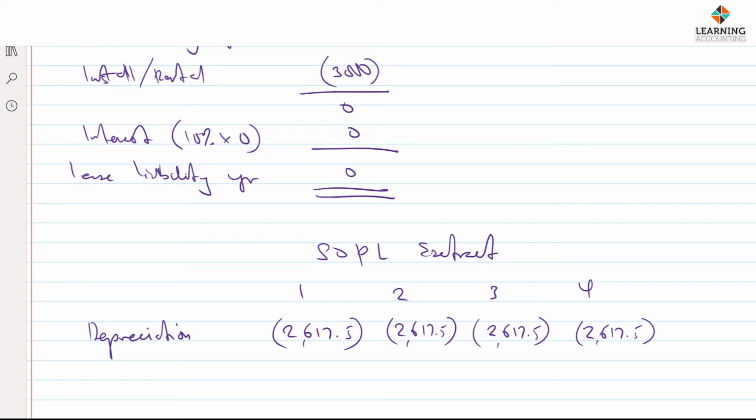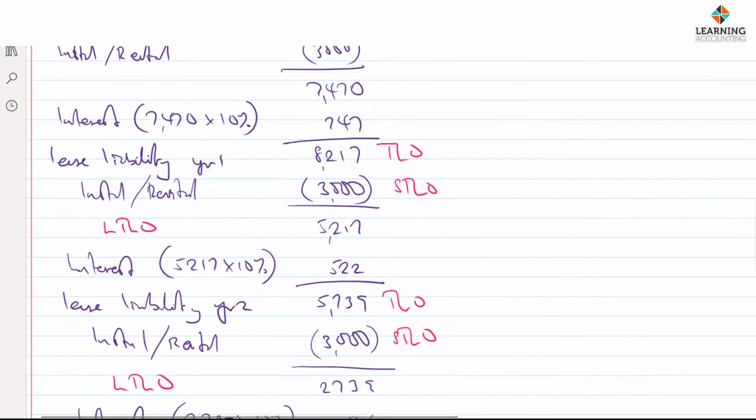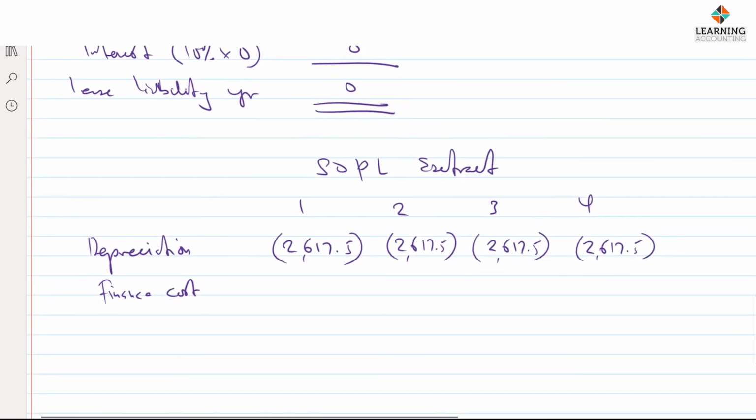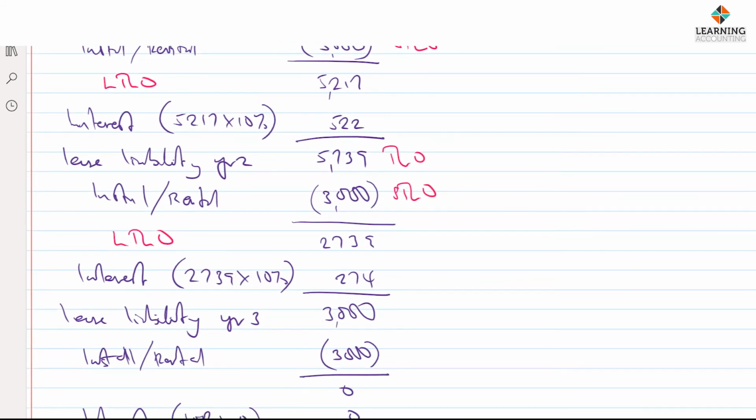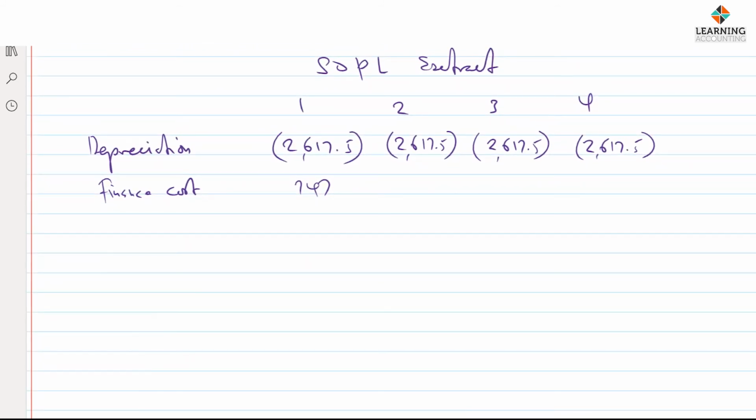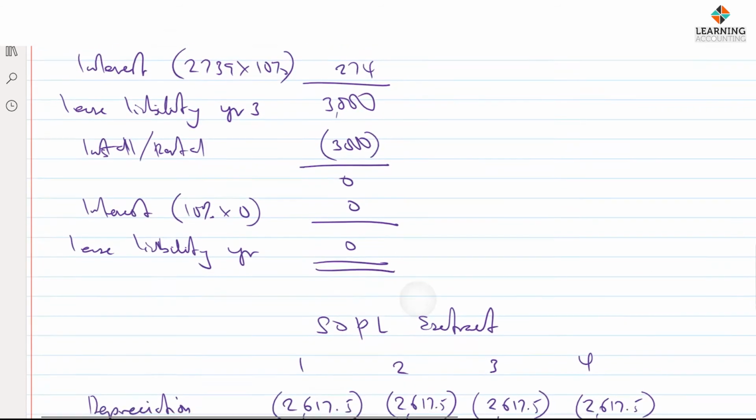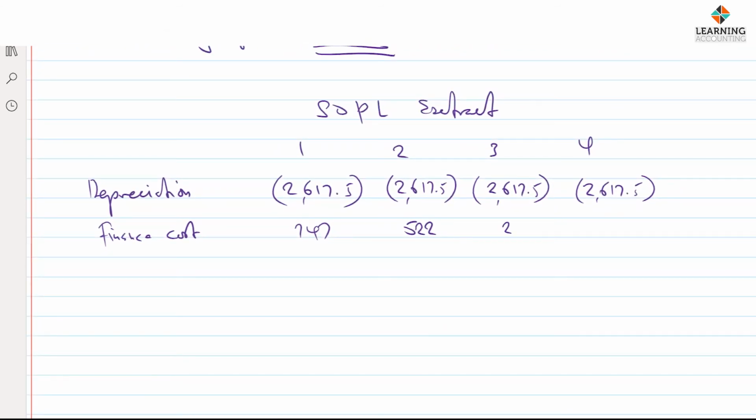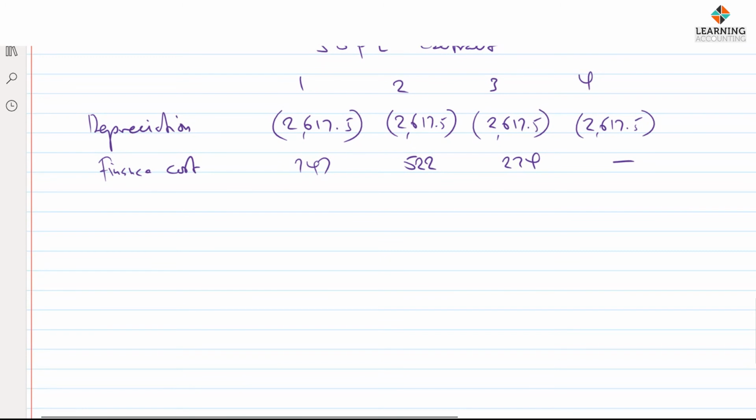Then we also have finance costs in respect of the lease, and the finance cost for the first year we have it to be 747. The second year we have it to be 522. The third year 274, and nil in the fourth year because you don't have to pay interest.